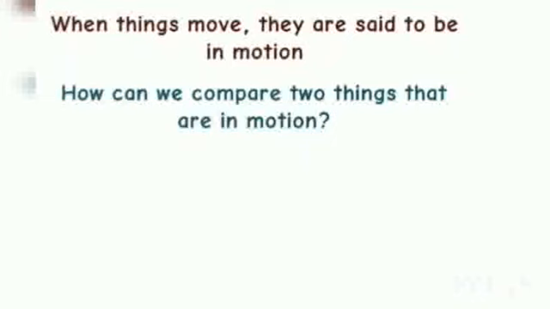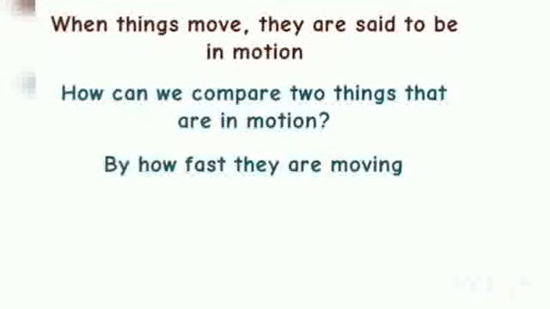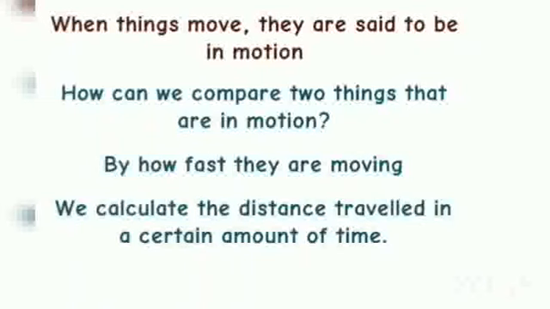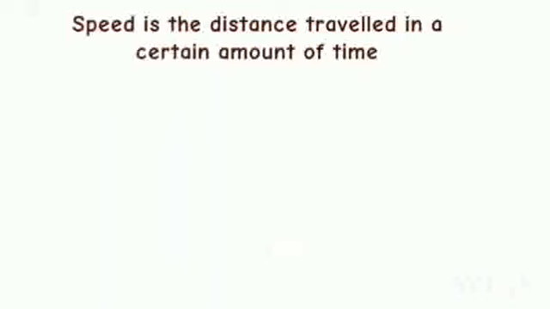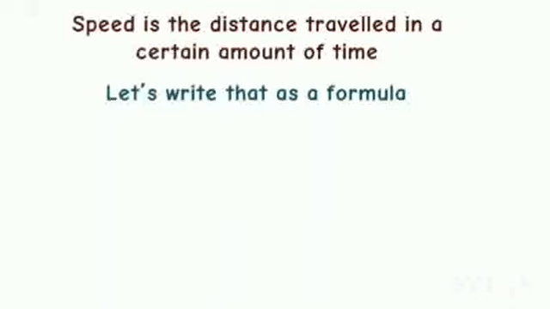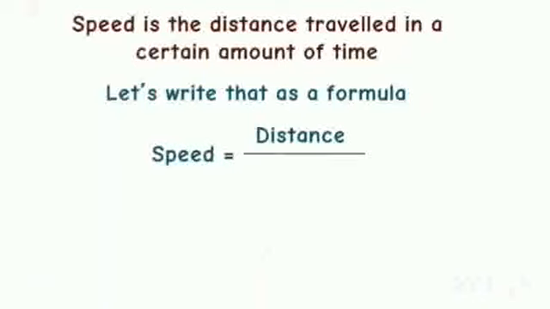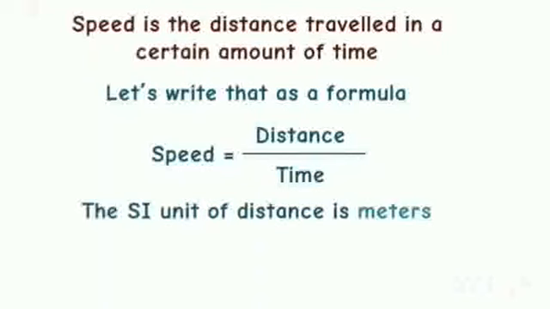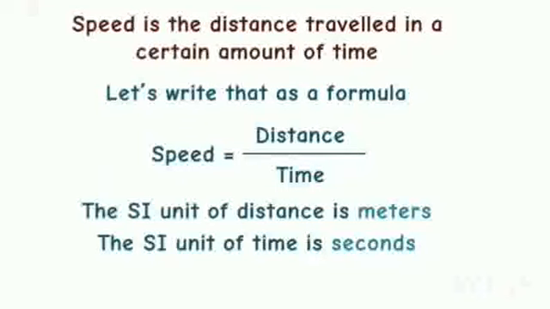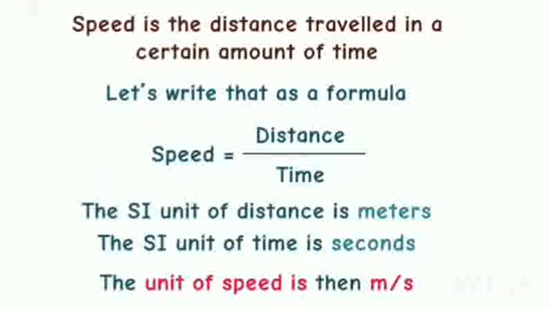When things move, they are said to be in motion. How can we compare two things that are in motion? By how fast they are moving. We calculate the distance traveled in a certain amount of time. That is speed. Speed is the distance traveled in a certain amount of time. Let's write that as a formula. Speed is equal to distance upon time. The SI unit of distance is meter and the SI unit of time is second. So, the unit of speed is meter per second.